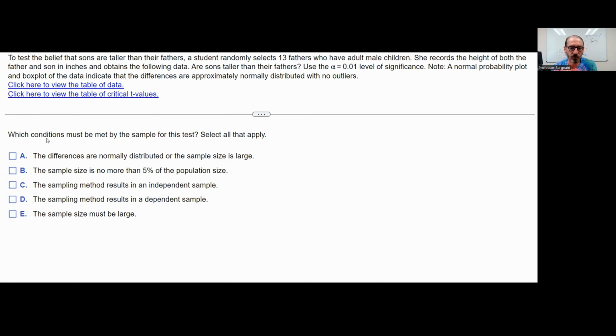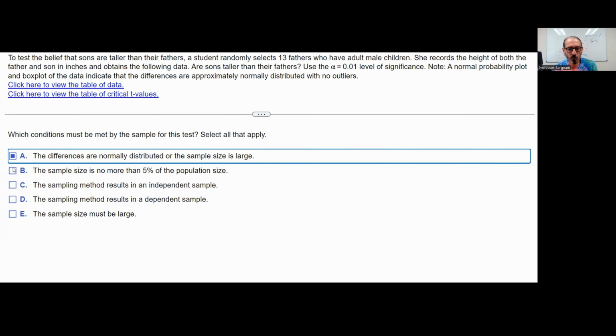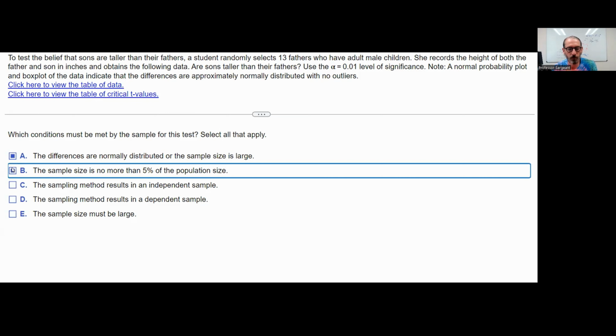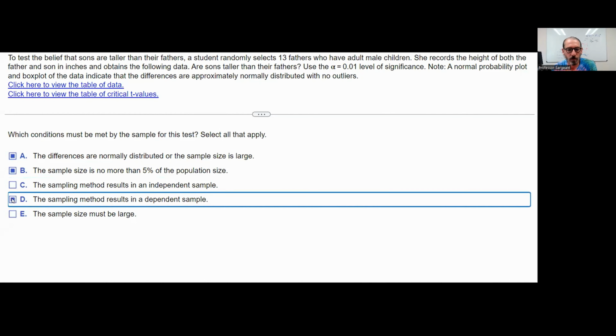Well, let's answer this part first. True, true. That's going to give us that we obtained the pairs independently, but within the sample, we would have the two scores dependent on each other. And we already have this part. I don't think I need to choose E. And 13 is not all that large anyway. It's not greater than or equal to 30.